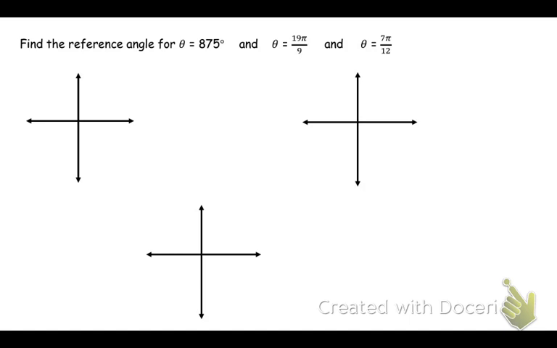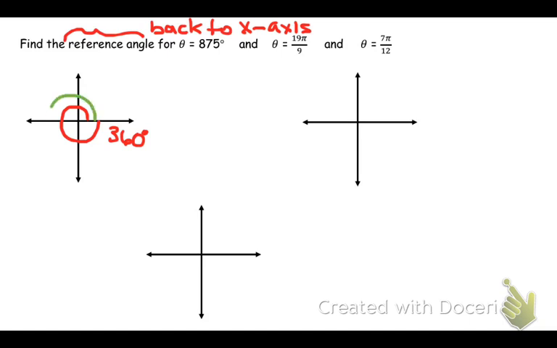So here we're going to find the reference angle, and the reference angle is the angle that makes it back to the x-axis. So back to x-axis. And we're going to start with 875 degrees. All right, so we're going to start our circle. We go 360 degrees, but remember we need to go a total of 875. So we're going to continue on, make another circle.